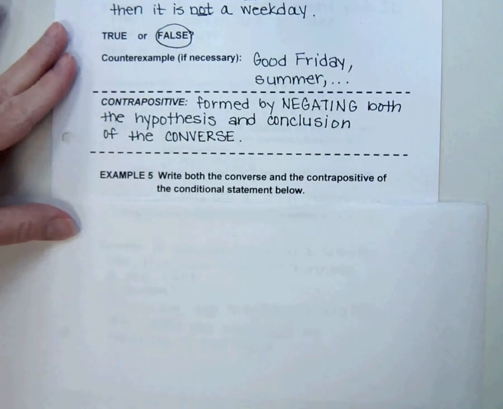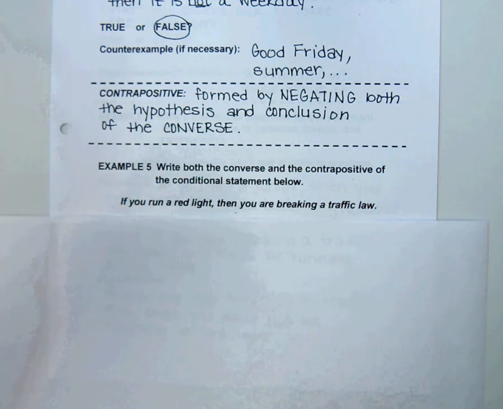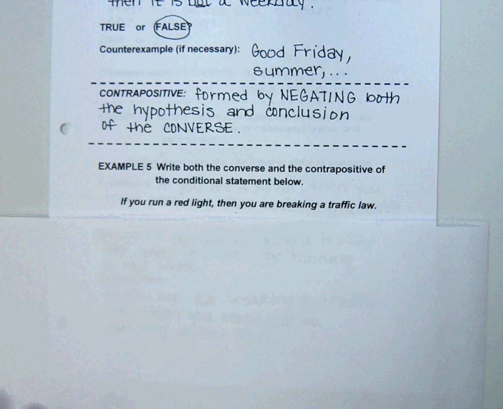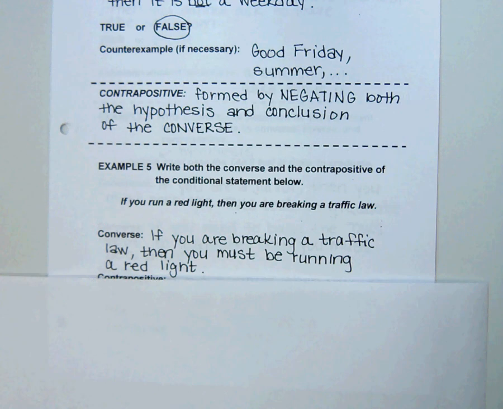Let me move this up. If you run a red light, then you're breaking a traffic law. A converse, remember, is when you reverse the order. So if you're breaking a traffic law, then you will be running a red light. That's just, you interchange the hypothesis and the conclusion.